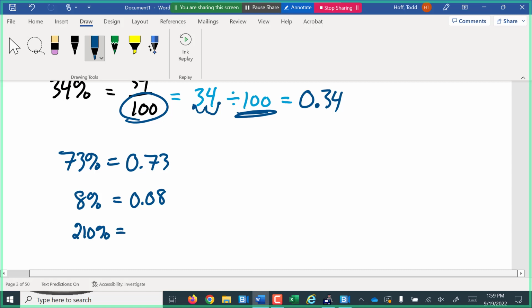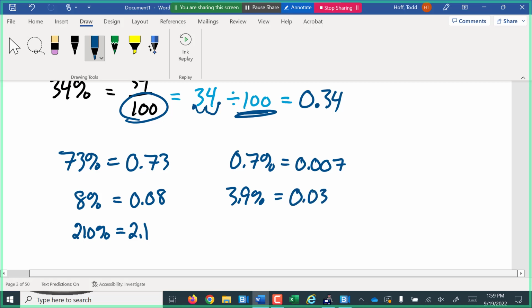210% as a rate will be 2.1. 0.7% will be what as a rate? 0.007. Good. 3.9% will become 0.039.